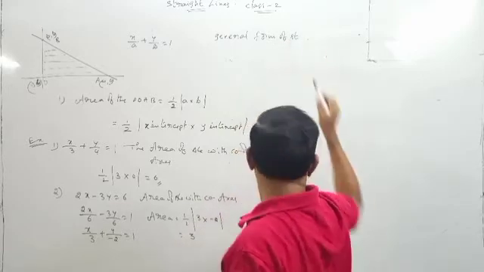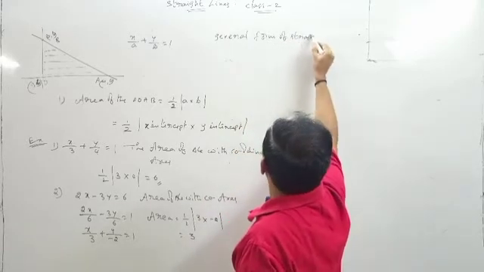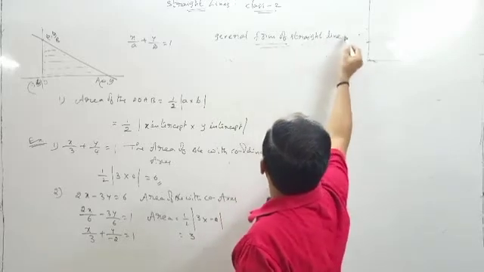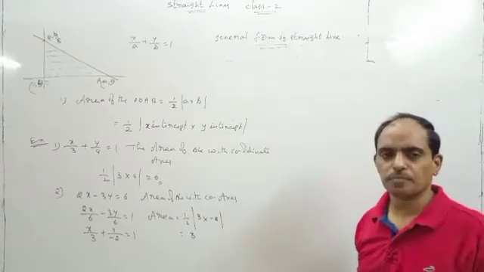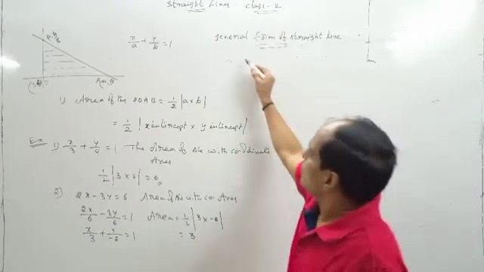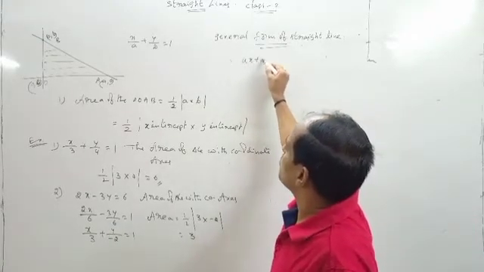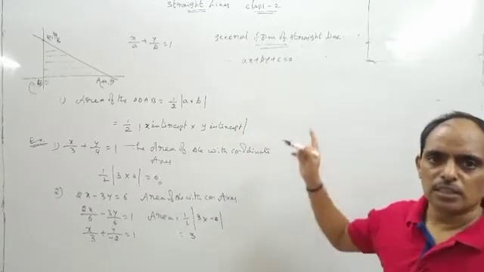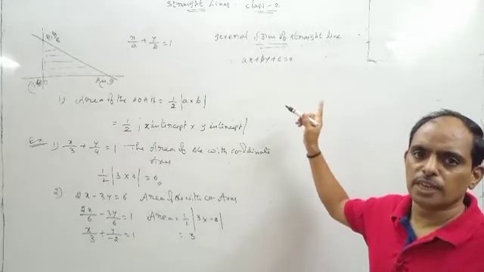General form of straight line. ax plus by plus c is equal to 0 is called the general form of the straight line.